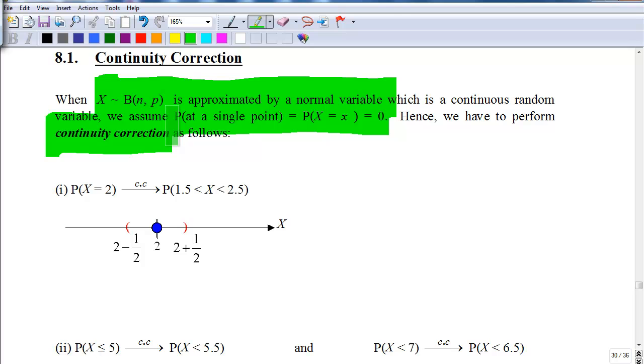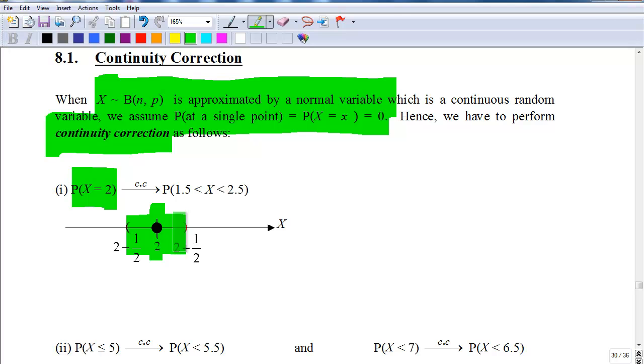It will help us to change the single number into an interval, and because we've changed it to an interval, the probability will not be 0. So let's look at a simple example of how we can do this. Let's say I want to find the probability x equals 2. Now 2 on the number line is here, and any number between 1.5 and 2.5, when corrected to the nearest whole number, will always be 2.